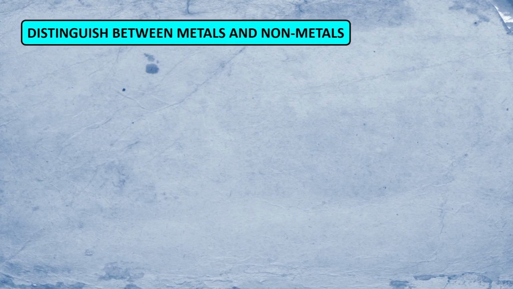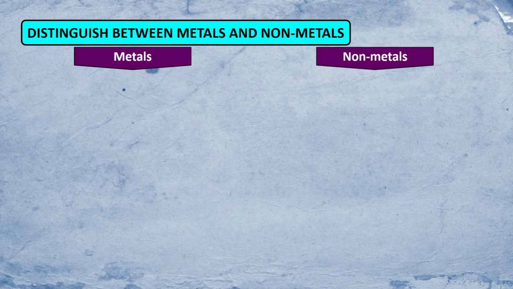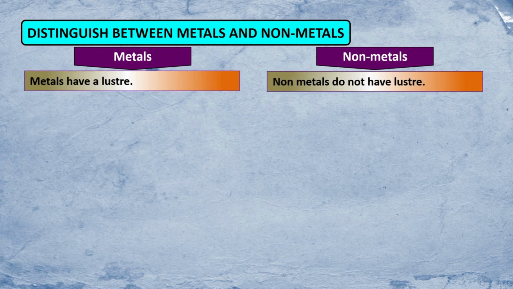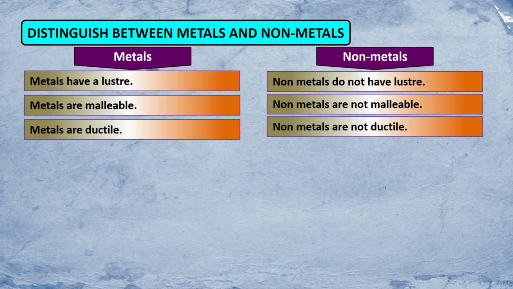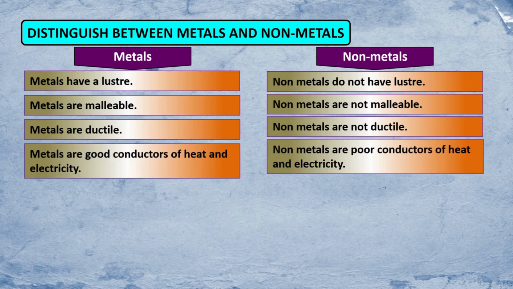Distinguish between metals and non-metals. Metals have a luster, non-metals do not have luster. Metals are malleable, non-metals are not malleable. Metals are ductile, non-metals are not ductile. Metals are good conductors of heat and electricity. Non-metals are poor conductors of heat and electricity.